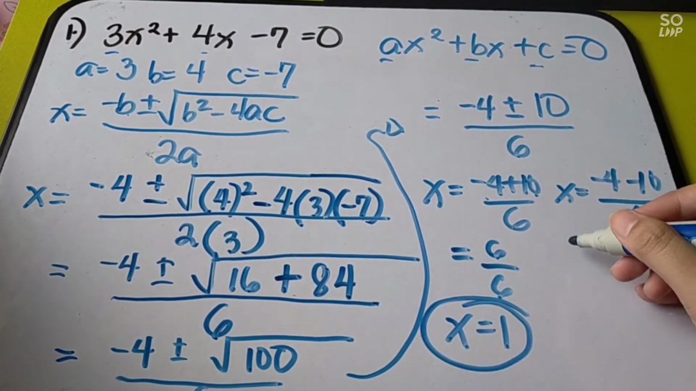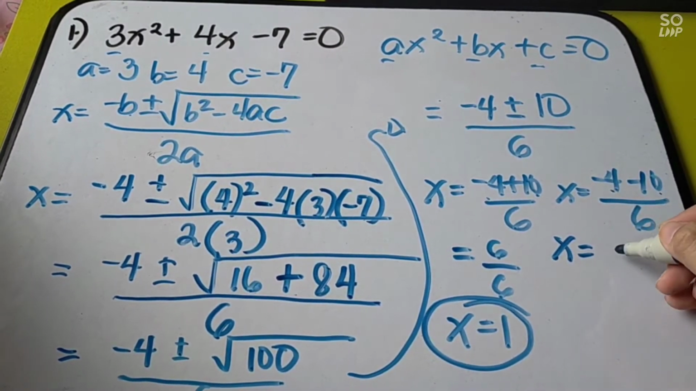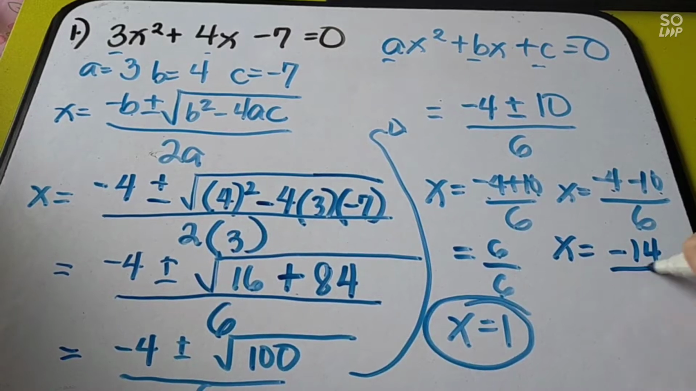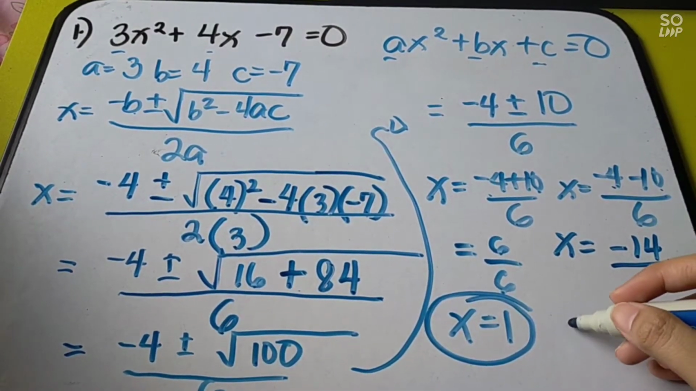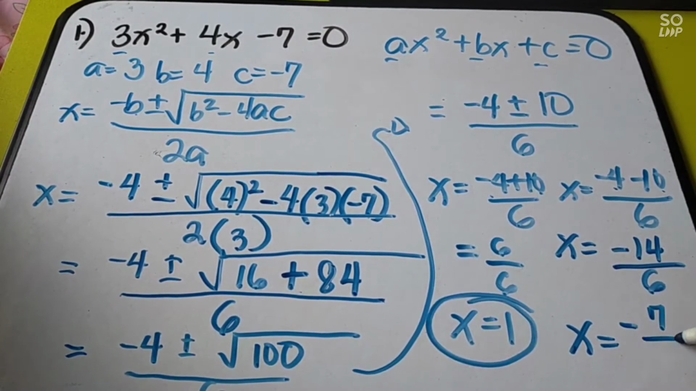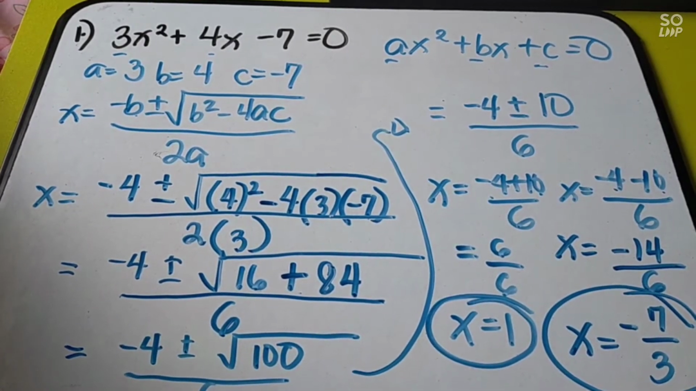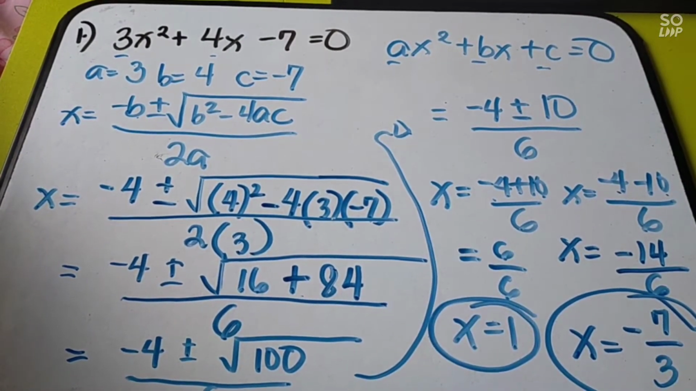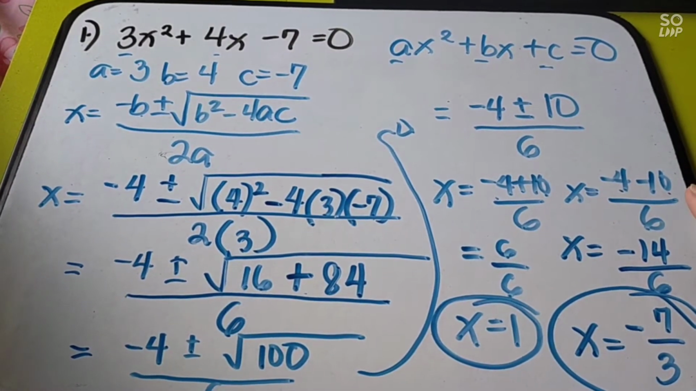Your second x, we have here x is equal to negative 4 minus 10, that is negative 14 over 6. So, just simplify kasi hindi mo siya pwedeng i-divide. So, x is equals negative 7 over 3. That is it. So, yan na yung answer kay 3x squared plus 4x minus 7 by using quadratic formula.